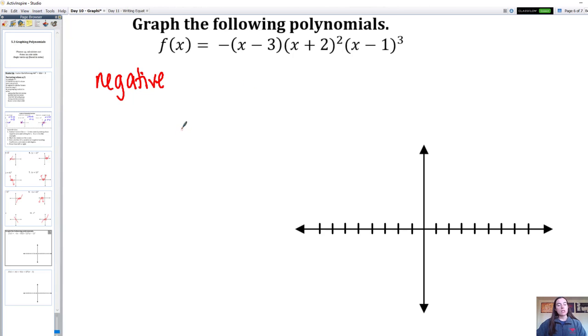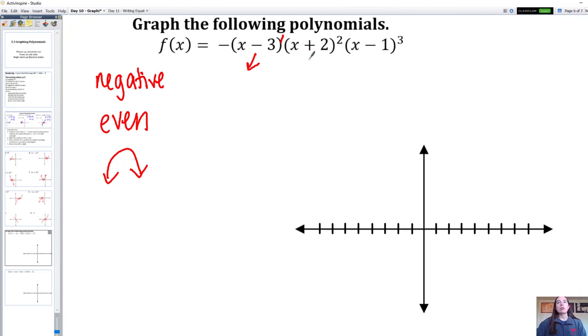Then, to figure out if it's even or odd, I'm going to look at every single power of each term and add them together. The first power is 1, the second power is 2, the third power is 3. 1 plus 2 plus 3 is 6, so it is an even function. Since it's negative and even, it's going to look something like this. Now we can actually figure out what's going on in the middle though. So that's our end behavior. Let's figure out what's going on in the middle.